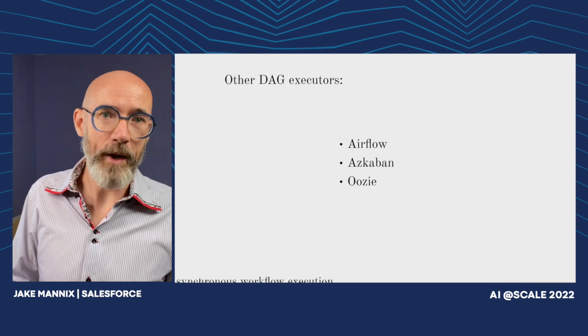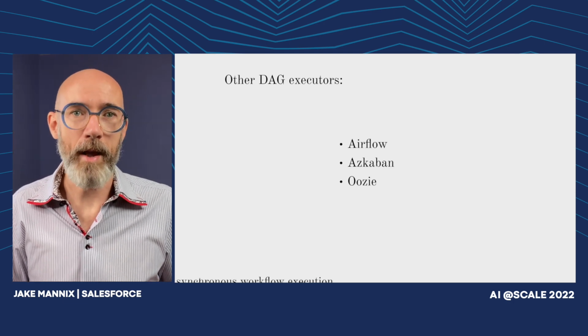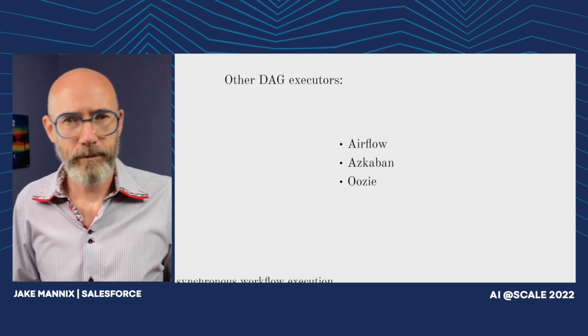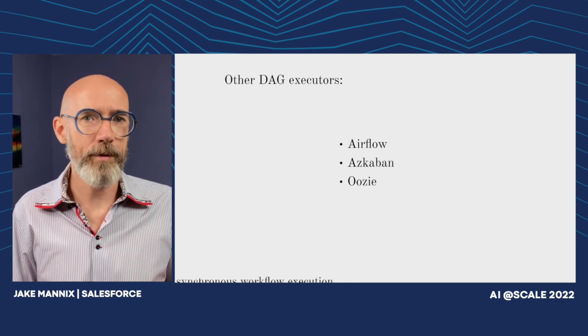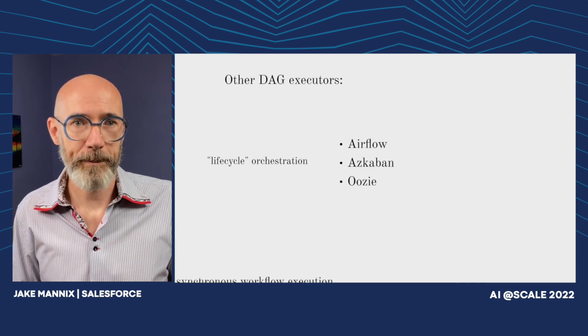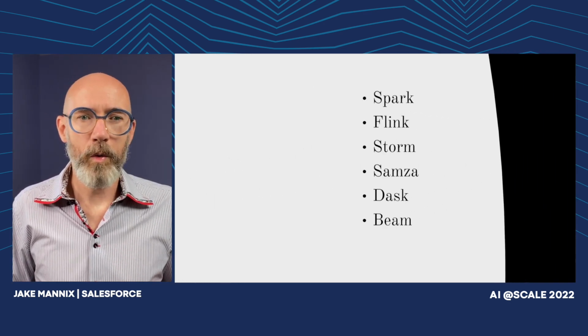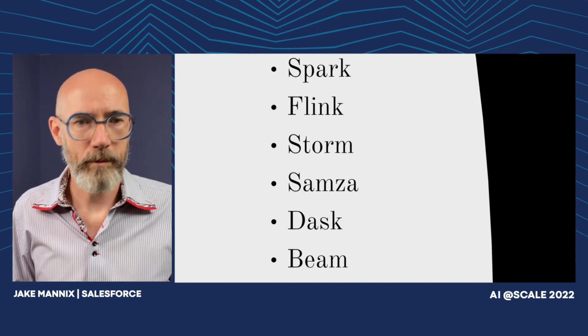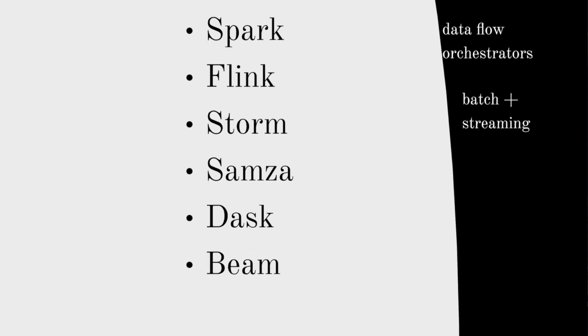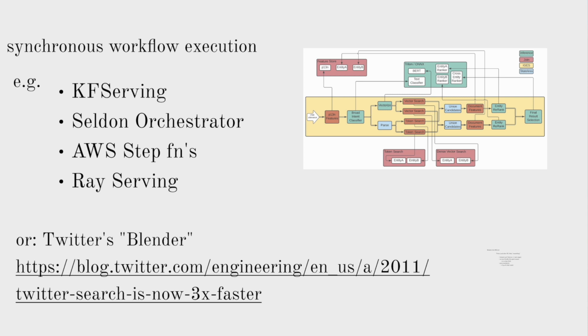There are lots of DAG executors out there that we've been using in the AI stack for years: Airflow, Azkaban, Oozie. But these are for managing jobs and artifacts. These are lifecycle orchestration. Well, what about Spark, Storm, Samza, etc.? These are data flow orchestrators. They're primarily used for batch and streaming compute. What the IGES is all about is synchronous workflow execution.